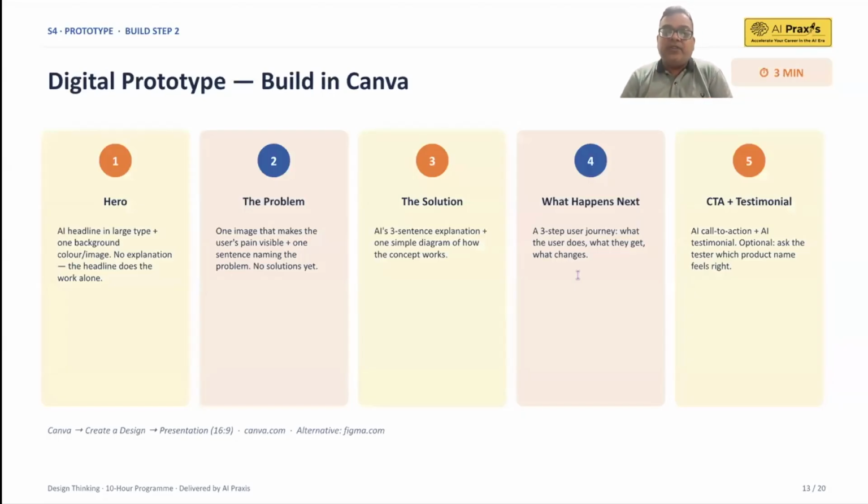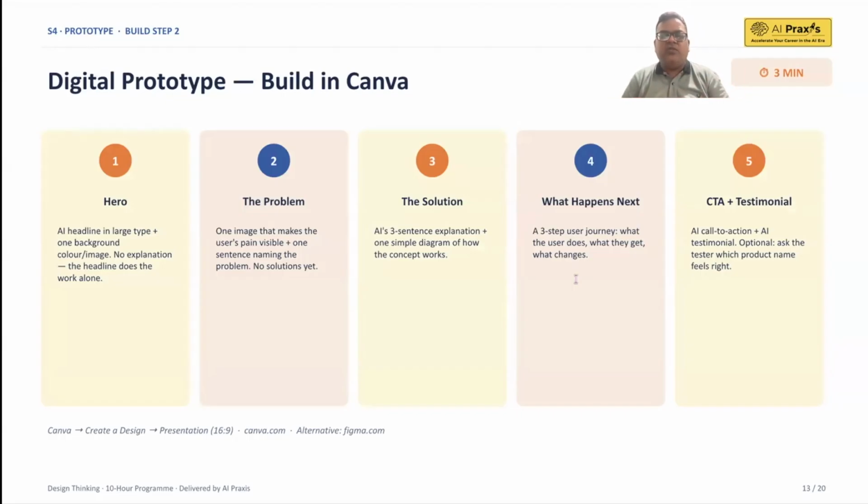So digital prototype basically is the next part, and this is really exciting. Now that you have already generated your text using the AI, right? We are going to convert our idea into a digital prototype. Remember, this is not your final product. It's simply a cleaner version of your paper prototype that users interact with. Okay. Keep it simple by following these 5 sections.